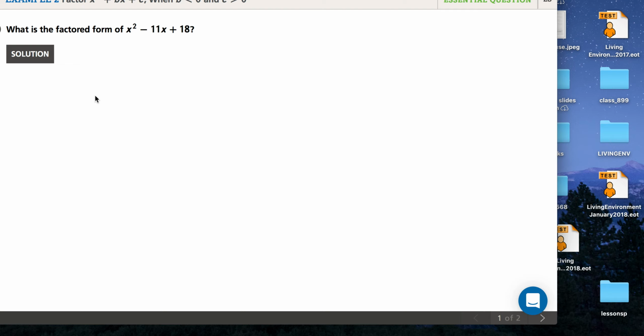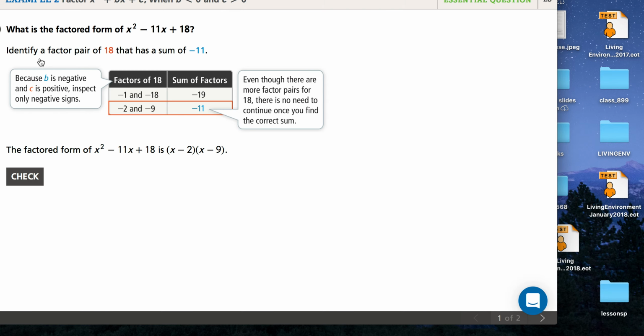Now, let's see what the factors are and how we figure out the numbers that make the product of 18 and the sum of negative 11. So we have to pay attention because we have a negative sign. B is less than 0. Let's see the solution. Identify a factor pair of 18 that has a sum of negative 11.